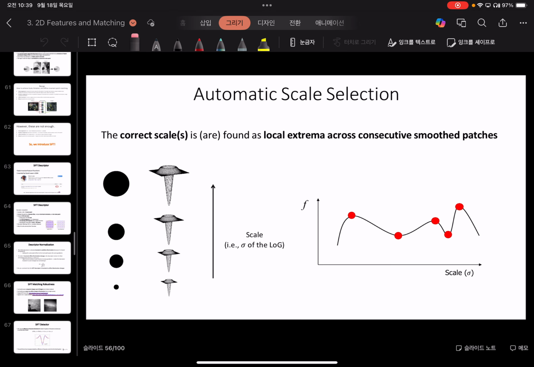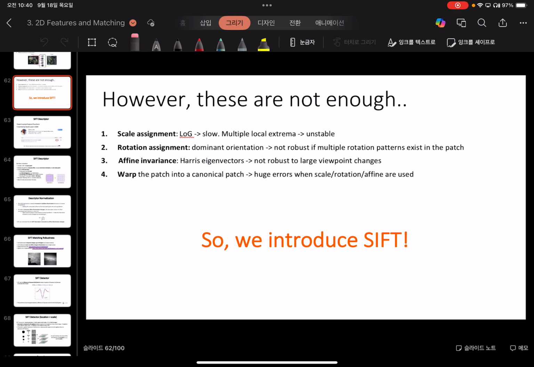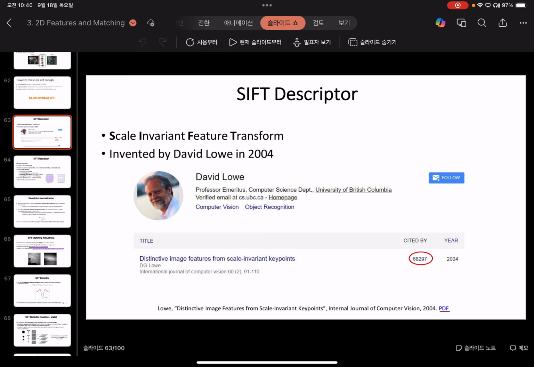So we use some automatic scale assignment algorithm based on Laplacian of Gaussian, but it's slow. And there can be multiple local extrema, which makes it unstable. Rotation assignment, we use dominant orientation, but not robust if multiple rotation patterns extend the patch. And affine invariance, we used Harris eigenvectors, not robust to large viewpoint changes. So that motivated us to study SIFT in last class, and we are now starting to study SIFT.